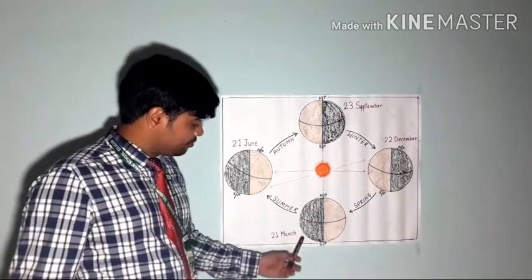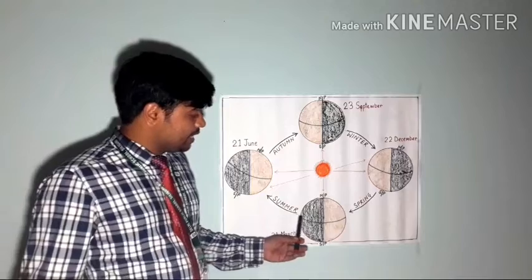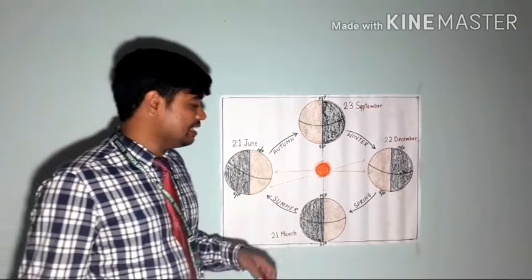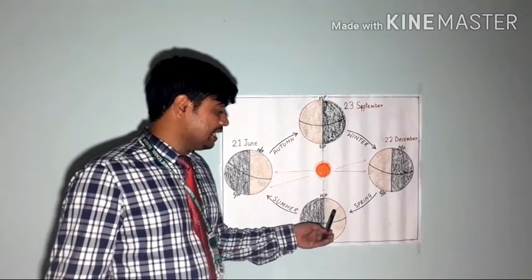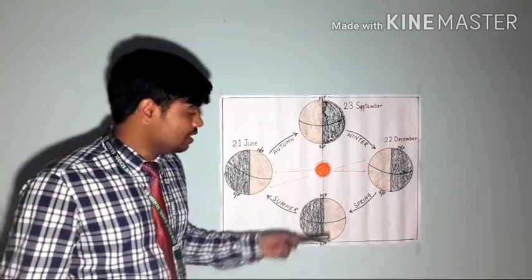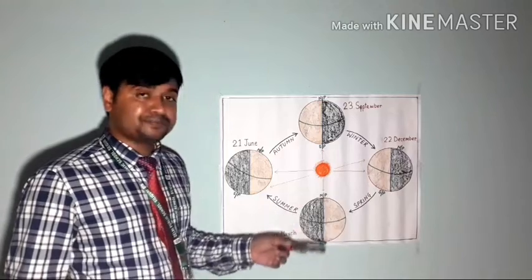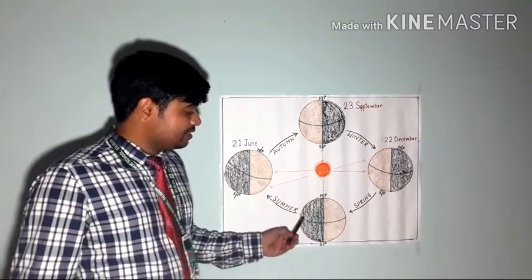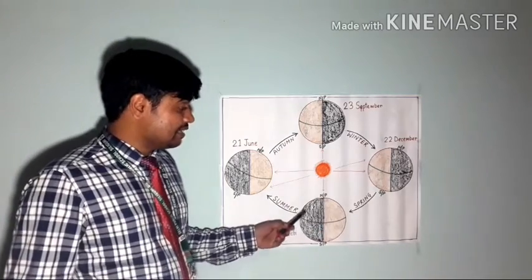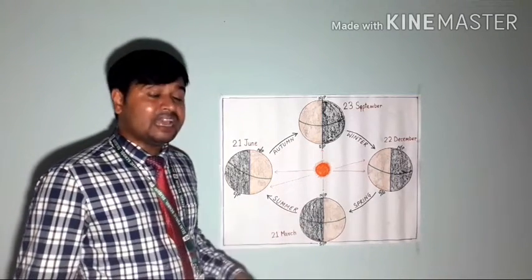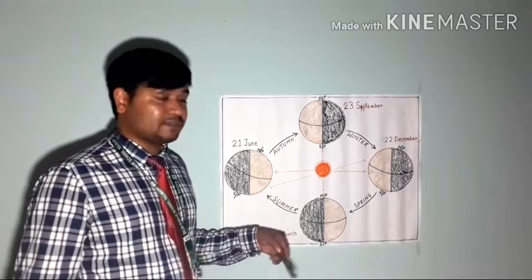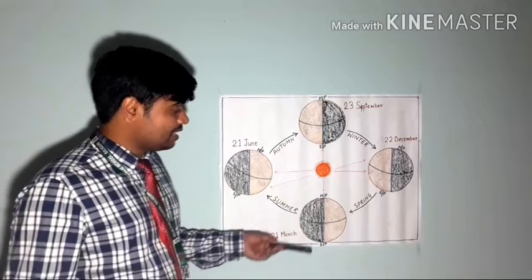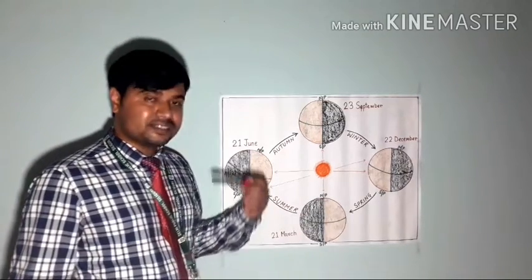Again on 21st of March, the equator gets direct sun rays. That means again the length of day and night is equal in both hemispheres. That's why the length of day and night is equal. That means 12 hours day and 12 hours night in the northern and southern hemispheres.